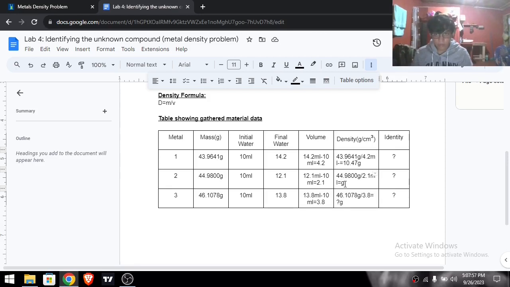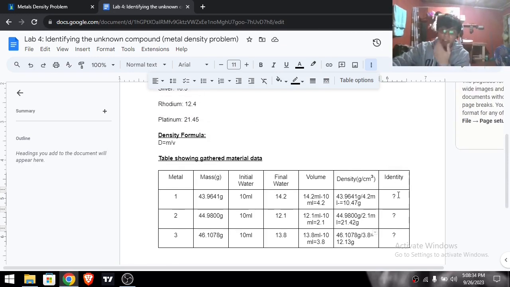Now for the other one, it is 44.9800. Then we simply divide that by 2.1. And again, it's a very big number, isn't it? So we'll just do 21.42, since we're rounding it off to the second decimal place. Now then, simply do it for the last time. 46.0178 divided by 3.8. Now that is a big number again, so we just round it off again. 12.13. Alright. Now then, this is our final density, right?